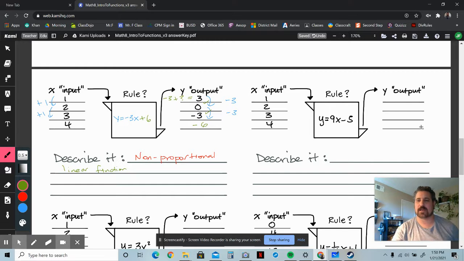Okay, let's take a look at the next one here. This one you're given the rule, so it's really easy. You just plug in. 1 times 9 is 9, minus 5 is 4. 2 times 9 is 18, minus 5 is 13. 3 times 9 is 27, minus 5 is 22. 4 times 9 is 36, minus 5 is 31. This is an example of y equals mx plus b, or a non-proportional linear function.